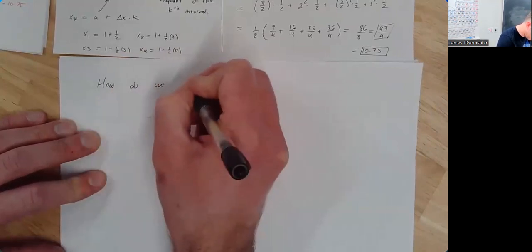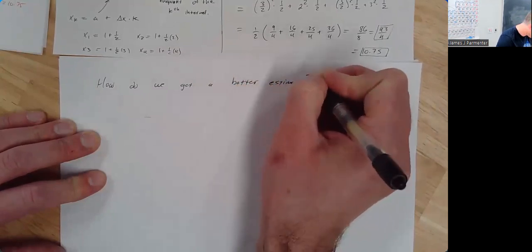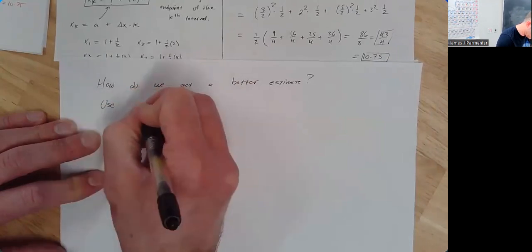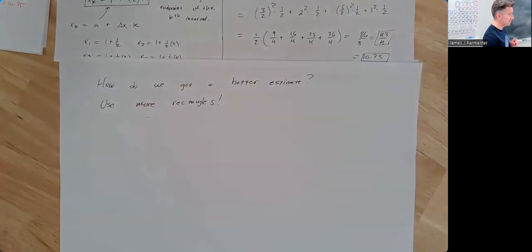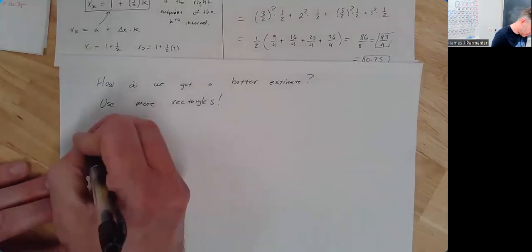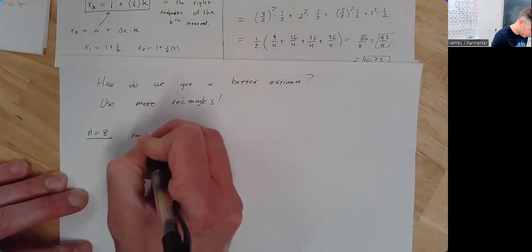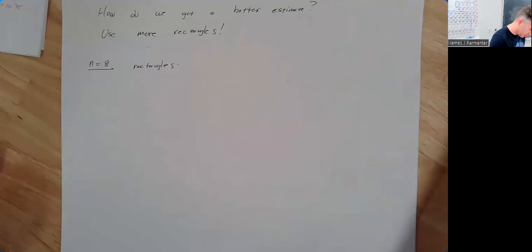How do we get a better estimate? We're going to use more rectangles. The idea being that we're going to use an infinite number of rectangles to get an actual exact calculation of the area under the curve, meaning we're going to use a limit eventually. So I'll just point out that if we use instead n equals 8 rectangles, I'm going to be a little loosey-goosey with this next one here, we would have something that looked like this.